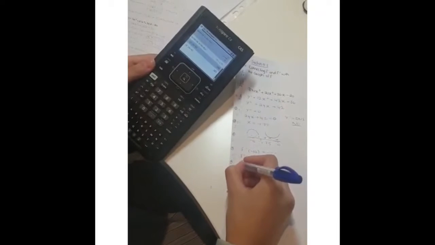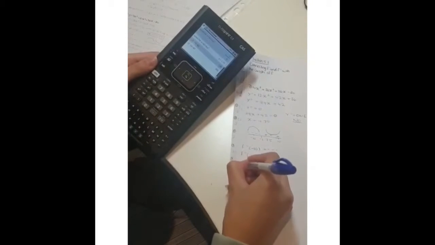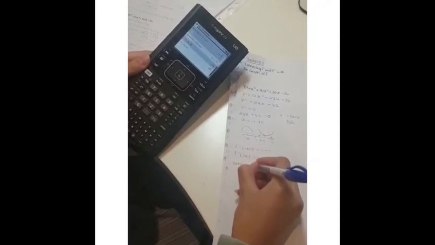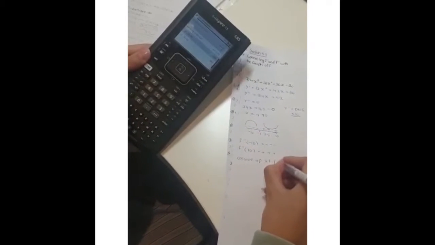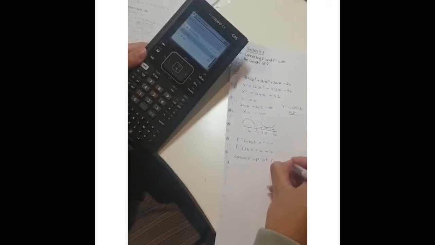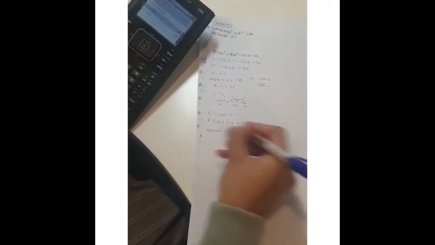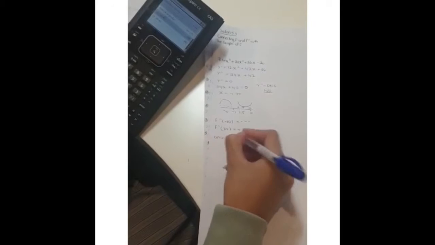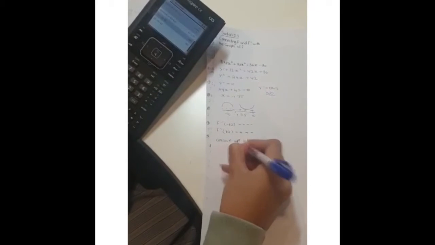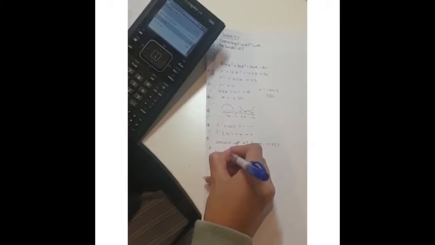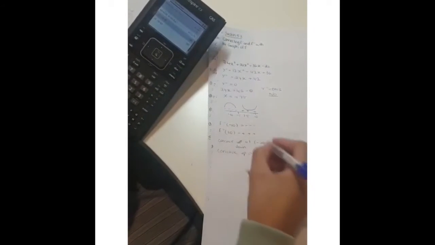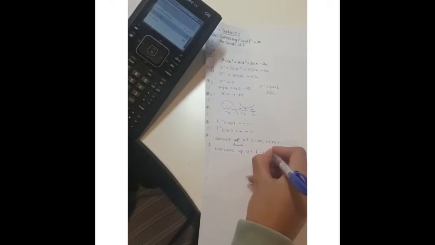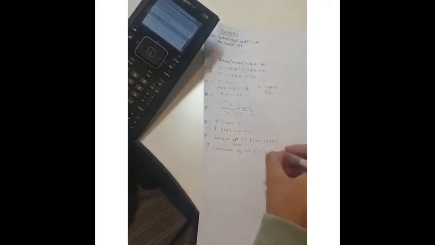So let's write the concavity. It's concave up at from negative infinity to negative 1.75. Sorry, this one's concave down. And then concave up at negative 1.75 to infinity.